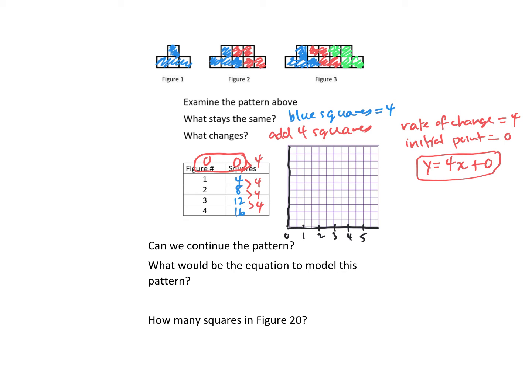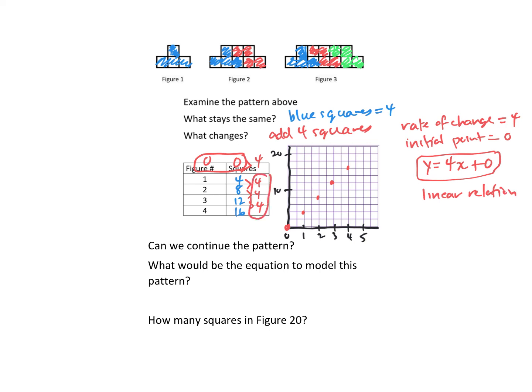So let's go 2, 4, 6, 8, 10. 2, 4, 6, 8, 20. And then I'll plot those points. 0, 0. Figure 1 had 4 squares. Figure 2 had 8. Figure 3 had 12. And figure 4 had 16. So again, it's a linear relation, going up by the same amount. That's what we want to look for in that table.